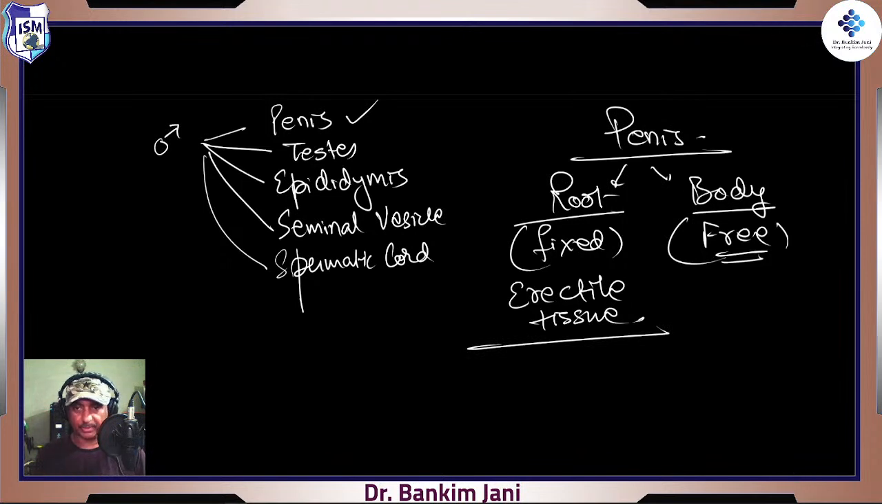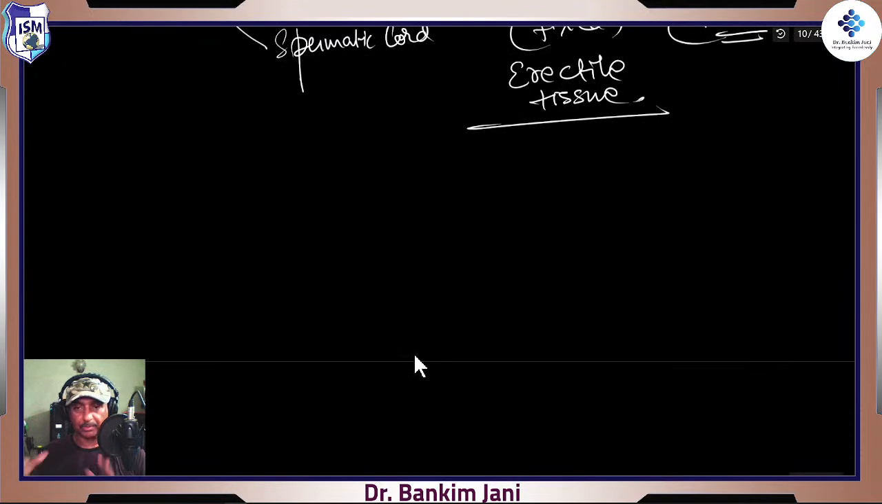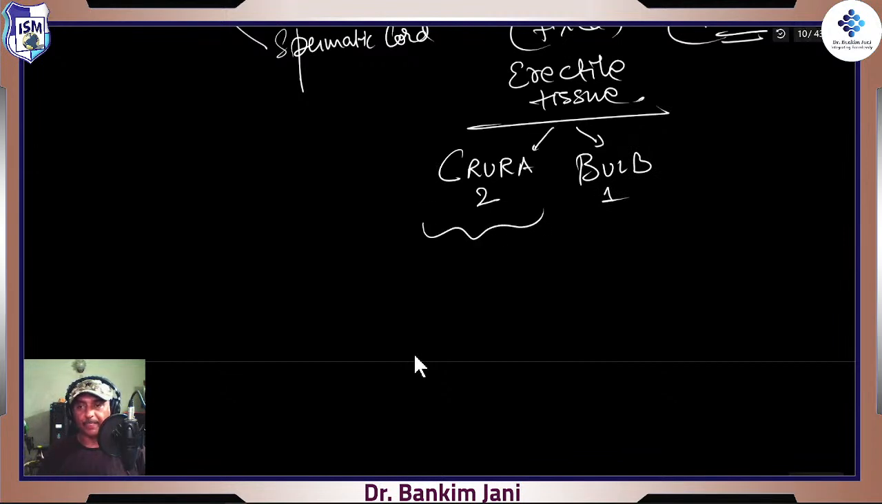The structures responsible for this erectile tissue are called the corpus, which have the capability to accumulate blood. In the erectile tissue, there are two parts. One is the crura, which means on the sides, so there will be a right side and a left side. The second is the bulb, which is in the center, so it is one. The crura is covered by one important muscle, which will come again when we discuss the pelvis. For now, just remember its name is the ischiocavernosus muscle. There is one more important muscle, the pubococcygeus.